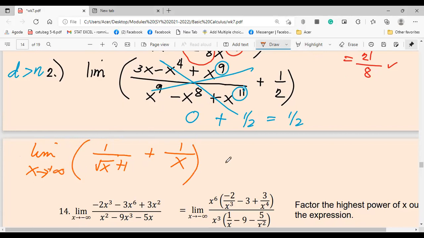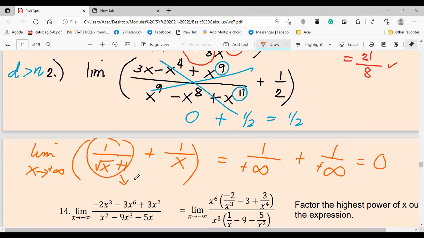So ano mapapansin natin dito? Magiging 1 over infinity plus 1 over infinity, positive, no? The answer here is simply 0. Kasi ito naman ay magiging 1 over infinity form, which is simply 0. Because yung square root of x ay magiging square root of positive infinity. So positive infinity plus 1 is positive infinity. The answer is 0.